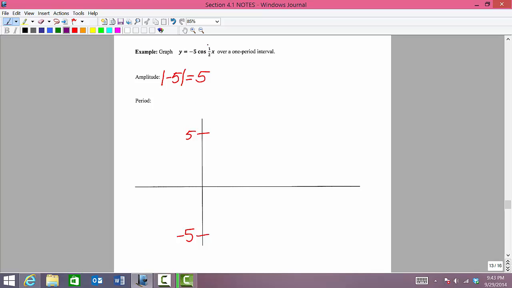The input of our function is 1/2 x. So this was our a, 1/2 is our b. So 2 pi divided by 1/2, we will flip the bottom fraction, change to multiplication. So our period will be 4 pi. So the period of the function will be 4 pi.